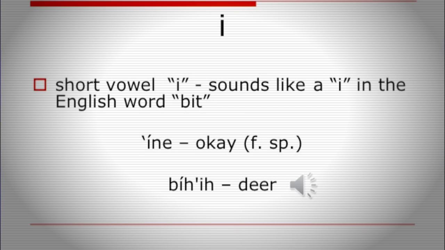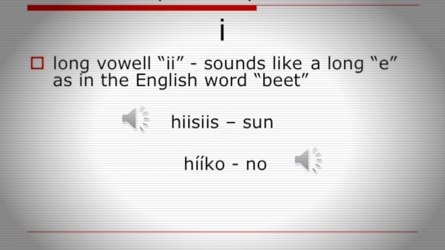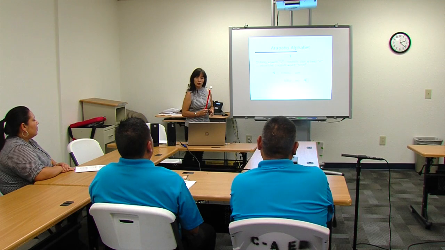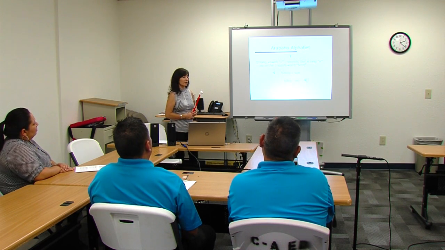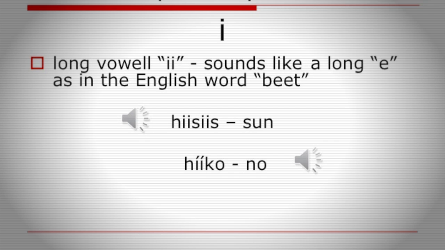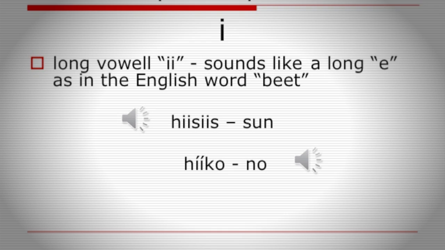When you get two I's together, that's where the long E sound comes in, as in the English word beat. So it's E. Two I's together, long E sound. Okay. Sun, he sees. Two I's. He sees.